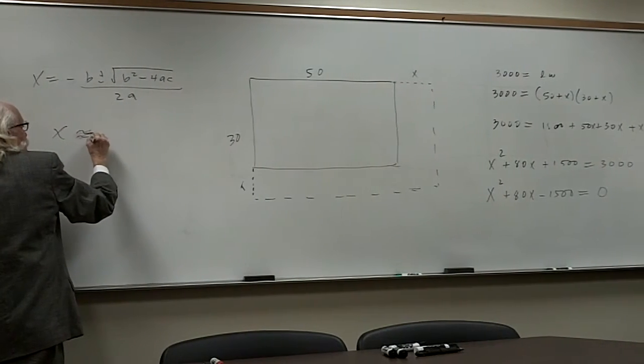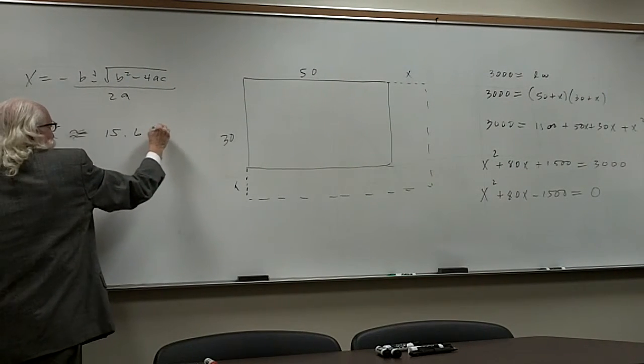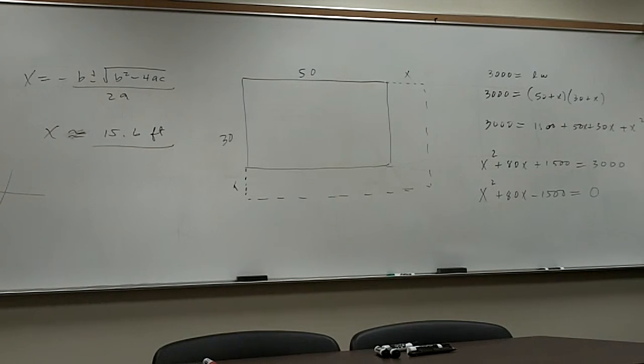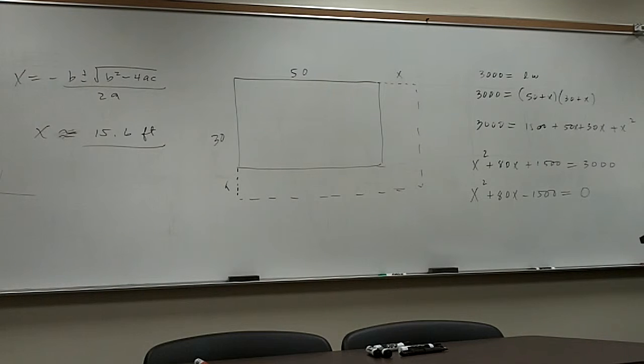This is approximately equal to... You add about 15.6 feet to the length and the width, you double the size of the building. Easy enough? About 15.6? So you add 15.6 to both, to the 50 and the length and the width, and you double the size of the building.